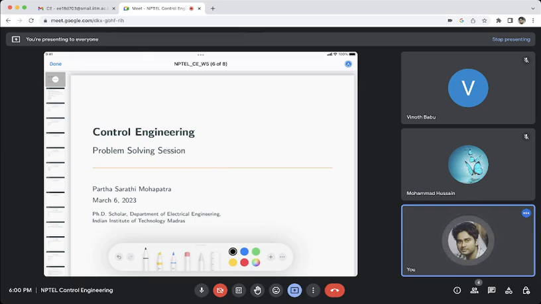Today's live session topic will be based on the root locus. We'll solve some basic problems on root locus. This is the first content of this week's NPTEL lecture video, as you have already gone through the content of week 5.